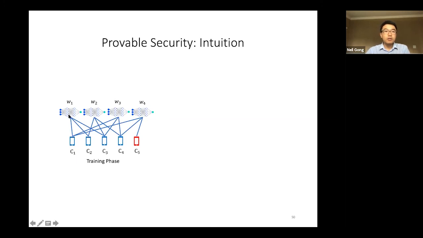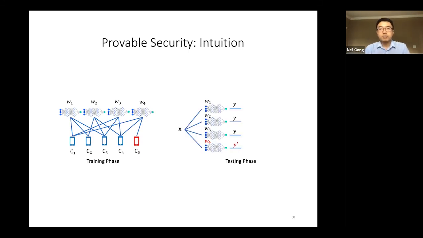The global models W1, W2, and W3 are trained using only benign clients. However, the global model W4 is trained using 3 clients, including the malicious client C5. So W4 is poisoned and may make incorrect predictions. Given a testing input X, the poisoned global model W4 makes an incorrect prediction. However, the global models W1, W2, and W3 still make correct predictions.